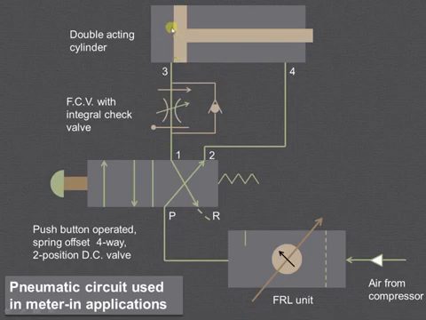The air from the other side can easily go through this particular check valve because it is a free flow condition, correct? So there is no restriction, and it can easily pass through this flow control valve also. And then from 1 it will go to R, that is nothing but the atmosphere. So in this way the pneumatic circuit is used in metering applications.